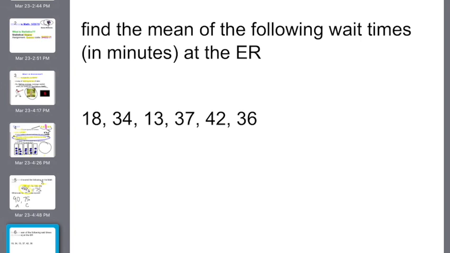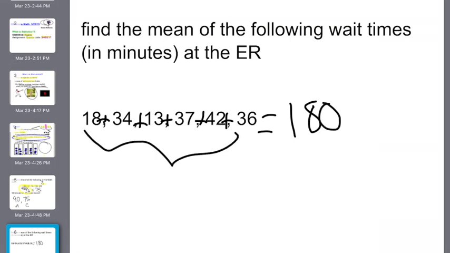Okay, so let's do this problem now. Let's add them all up. We're going to put little addition signs between all of them. So we have 18. Then we add 34, we'll have 52. Plus 13, 65. Plus 37 will get us to 102. Plus 42 will get us to 144. And then plus 36 will get us to 180. So we have 180 from this.